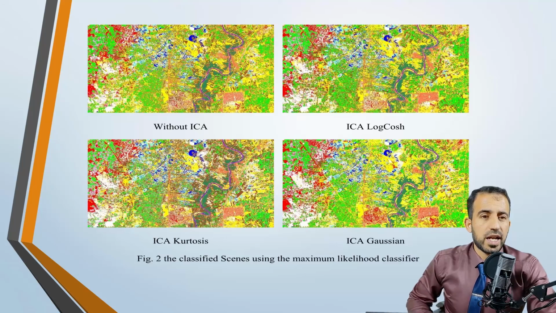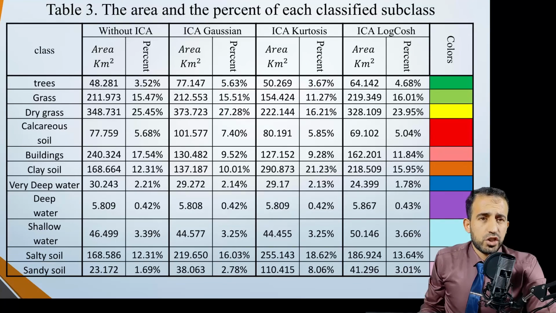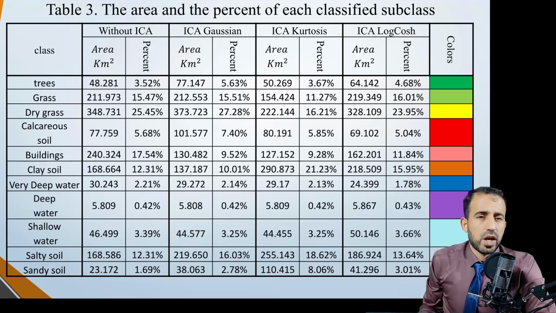This figure shows the classified scene using the maximum likelihood classifier for each image: number 1 without ICA, and ICA LogCosh, ICA Kurtosis, and Gaussian. This Table 3 shows the area and the percentage of each classified subclass, with a color representing each class, and the area in square kilometers and percentage for each kernel.